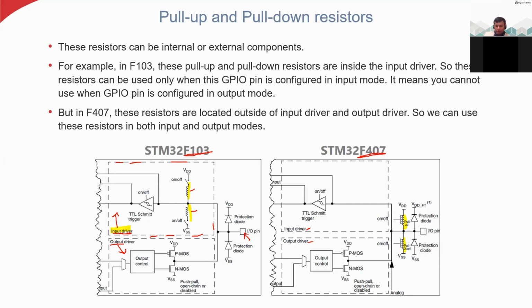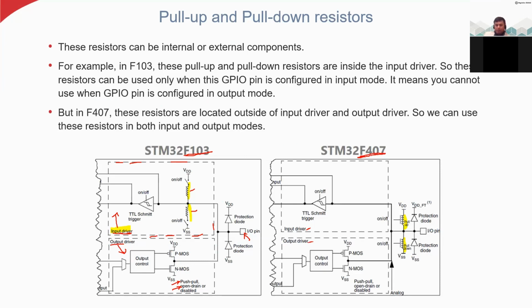If you configure this pin in output mode, it doesn't have these pull up and pull down resistors, but of course it has the push pull mode and open drain mode possibilities. Here you can see push pull mode and open drain mode. That is possible when you set this pin as an output, but you cannot use the pull up or pull down resistors in F103.